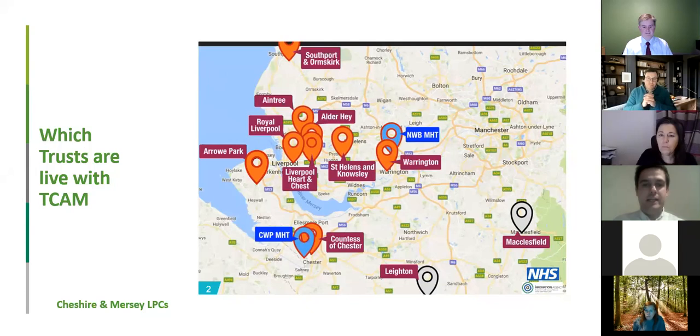The slide here lists all of the trusts that are currently live. We've got all of the acute trusts in orange. We've also got 2 mental health trusts in blue. Now, the only 2 there is a slight question mark over is Leighton and Macclesfield. Now, I believe Macclesfield is live now, and I believe Leighton is going live extremely close. Can someone from the Cheshire patch just correct me?